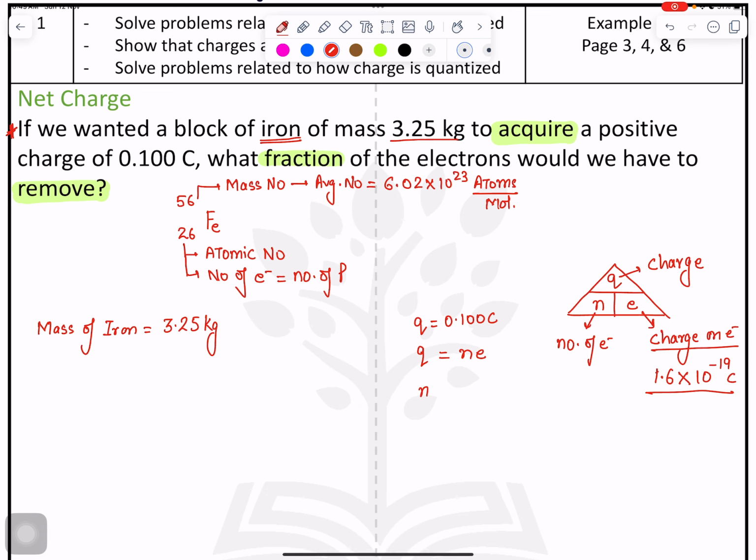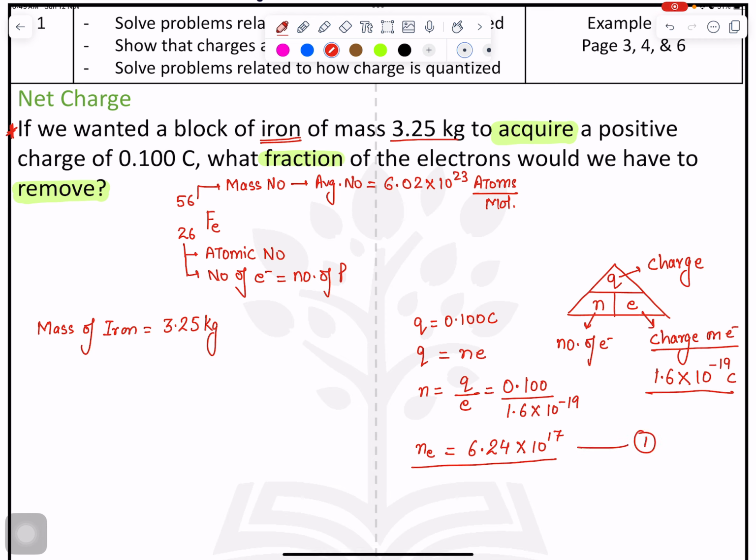What exactly do we need to find? N. So can I say N equals Q over E? You can use the triangle also to find it. So we have 0.100 divided by the charge, which I already told you, 1.6 multiply 10 raised to power negative 19. Once we calculate, we get 6.24 multiply 10 raised to power 17. You can say this is your equation number 1.